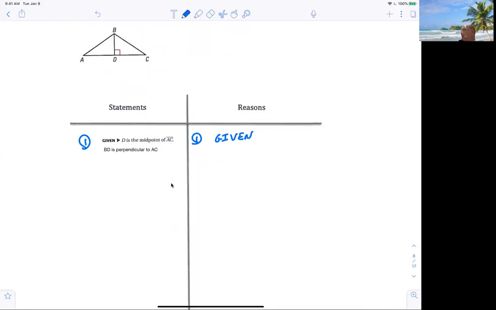All right, here we go. Ruffin, go. You haven't said anything. AD is congruent to DC, and that is definition of midpoint. AD is congruent to DC, definition of midpoint. Beautiful. All right, Morty, I haven't heard from you.